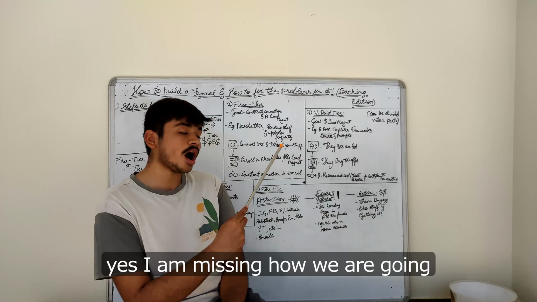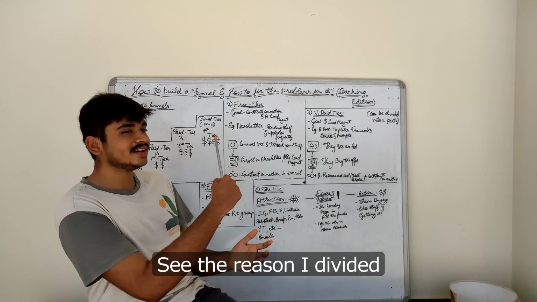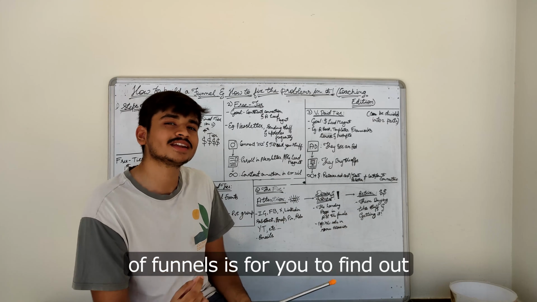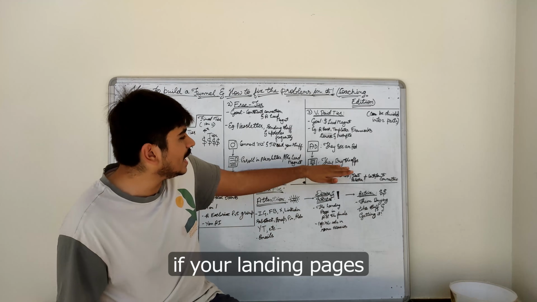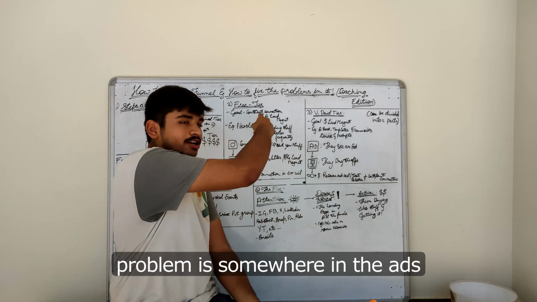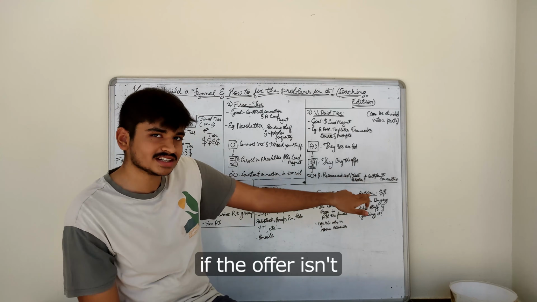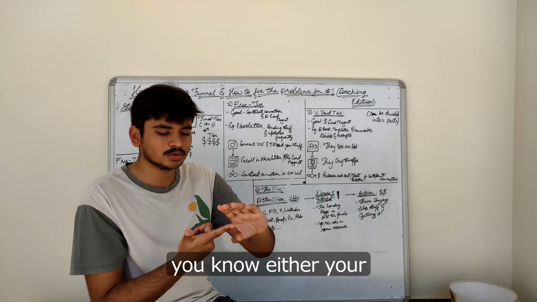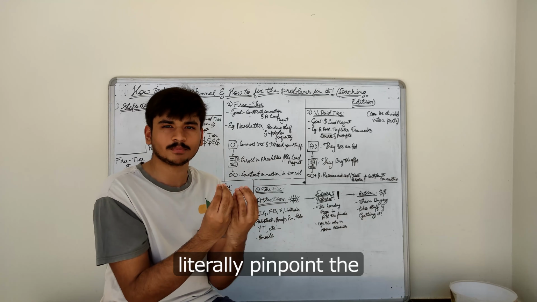Oh wait, I'm missing something. Yes, I'm missing how we are going to fix something if there is an issue. It's pretty simple. The reason I divided this whole thing into different types of funnels is for you to find out where the main cause is. For example, if your landing pages aren't getting enough views, then the problem is somewhere in the ads or in the content. And if the offer isn't converting, then either you are targeting the wrong person or your copy is bad. You can literally pinpoint the problem.